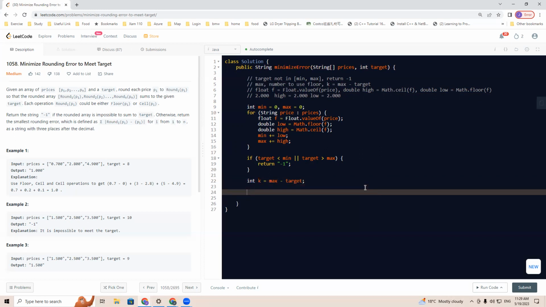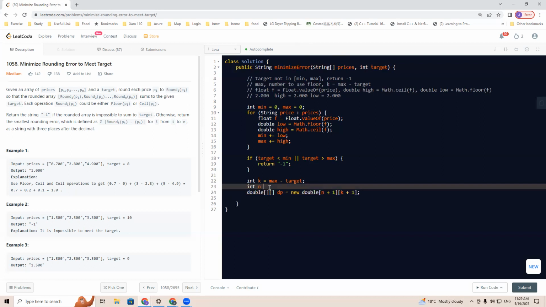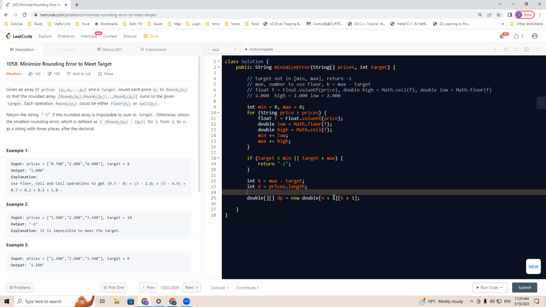So we can define a double type array, a new double with n plus 1 by k plus 1. We don't have an n yet, so we'll have int n as the price length. So we have an actual length for both price and the floor count.